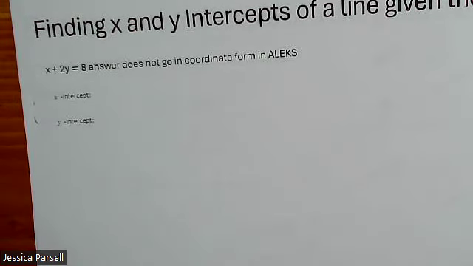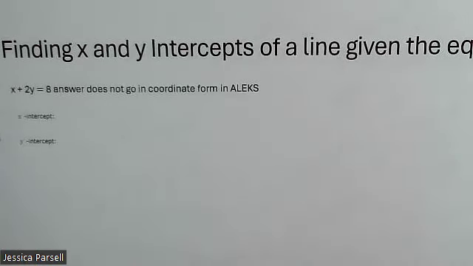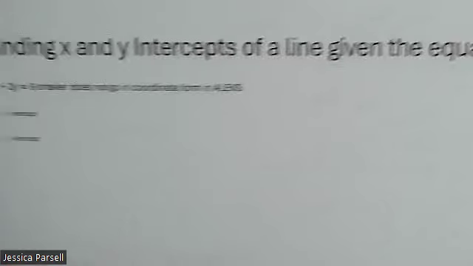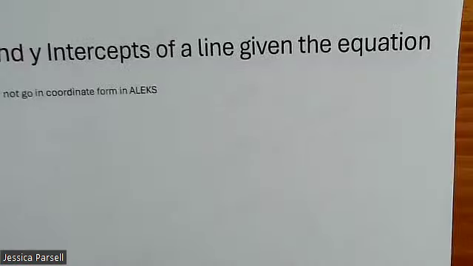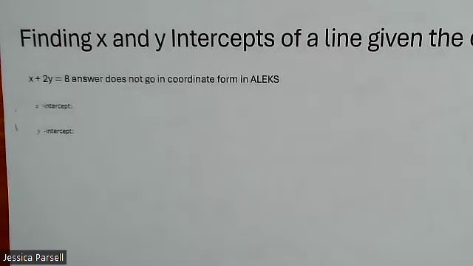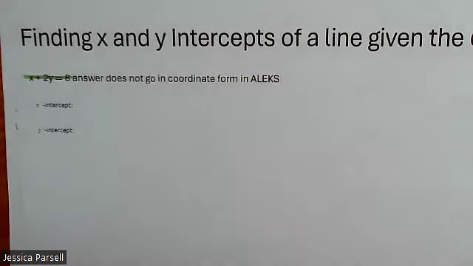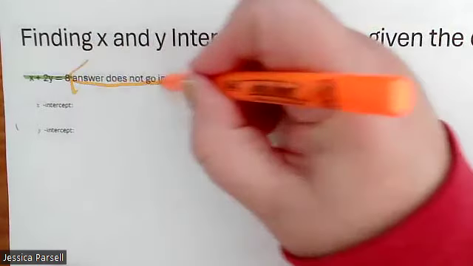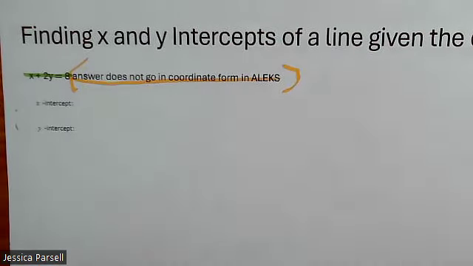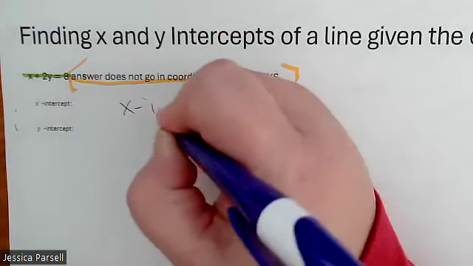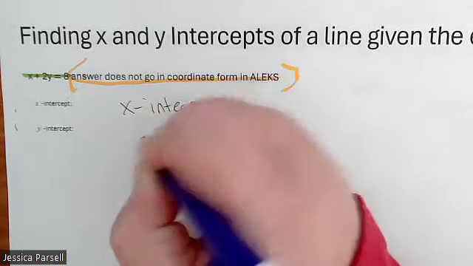Okay, we're going to get into graphing an intercept. So this is actually titled Finding an X and Y Intercept of a Line Given the Equation. Okay, the equation is right here. Let me highlight that. And then I made myself a little note to remind everybody that it's kind of weird, but in Alex, they don't want you to put your answer in coordinate form, which I don't agree with. So they're going to ask you for your x-intercept, and then they're going to ask you for your y-intercept.